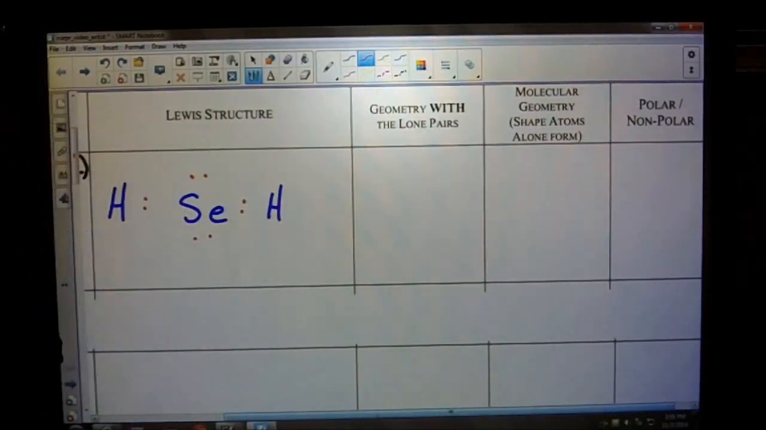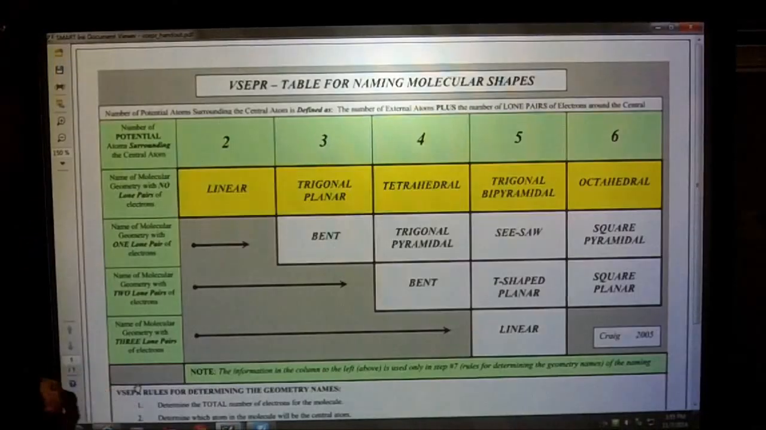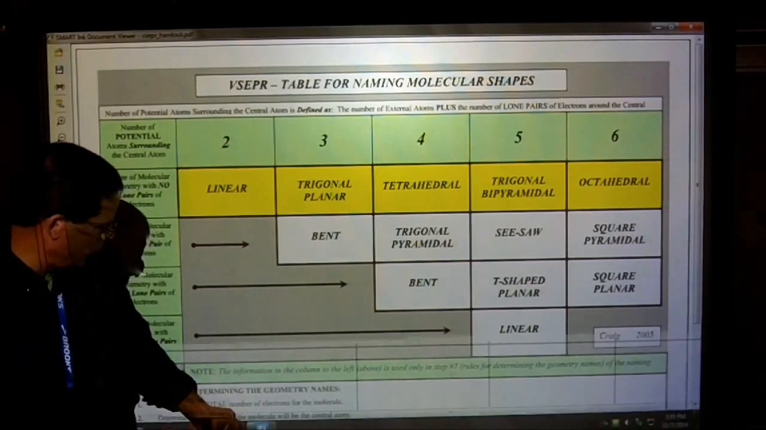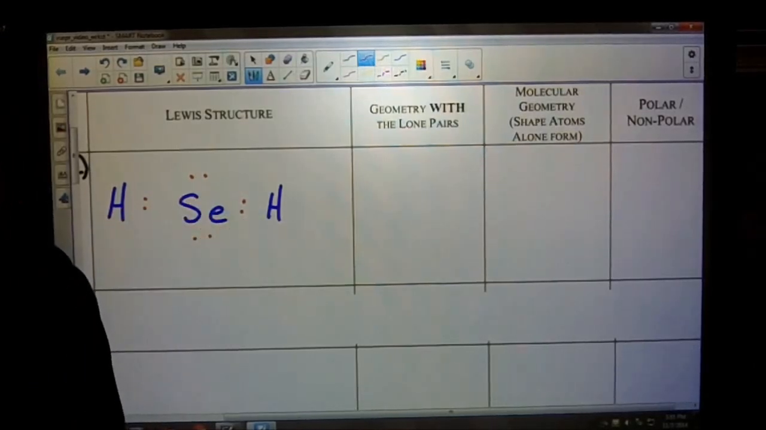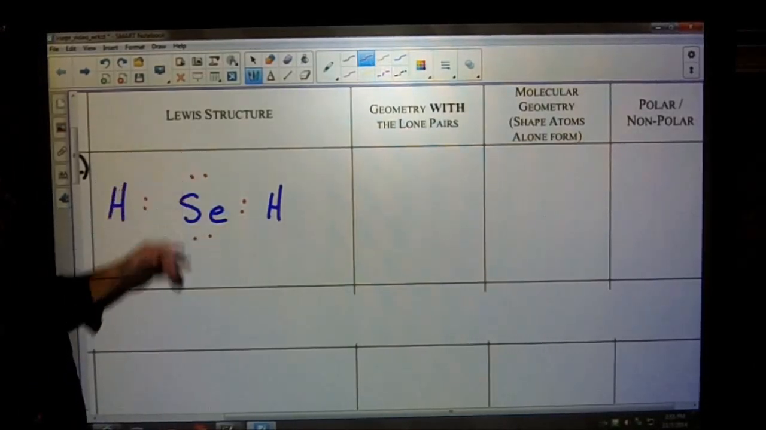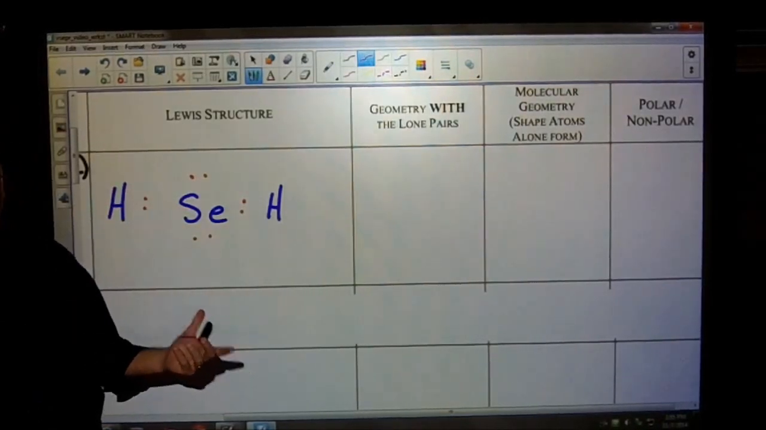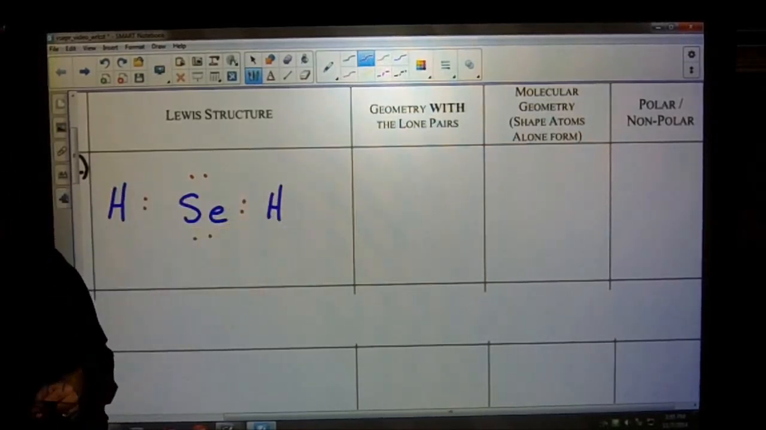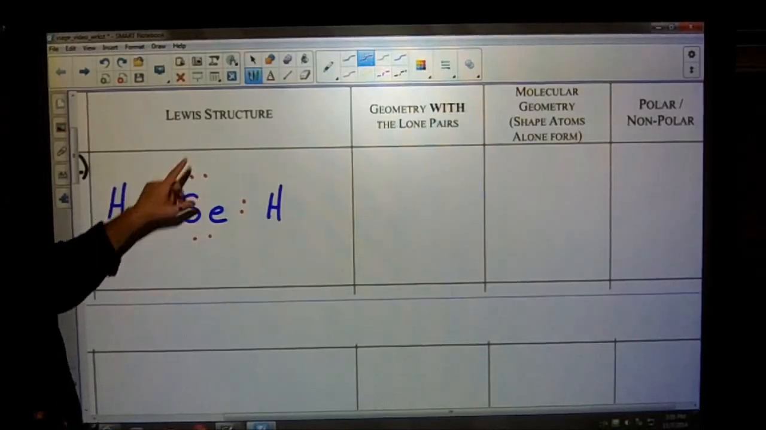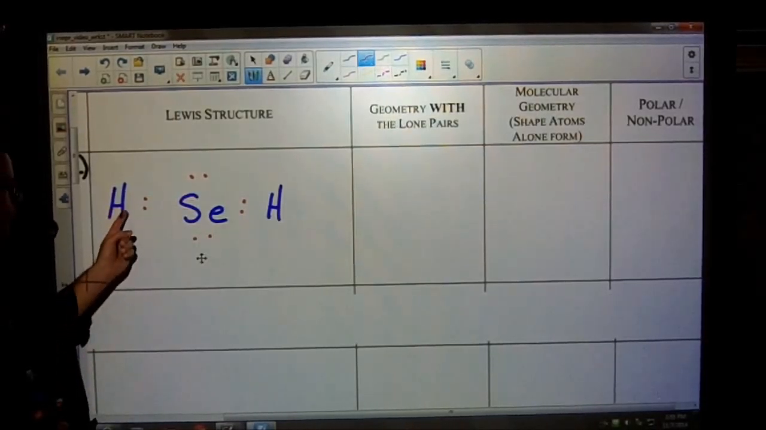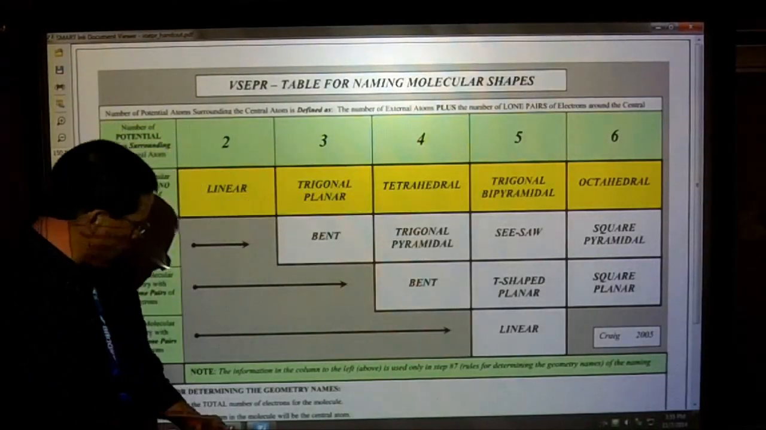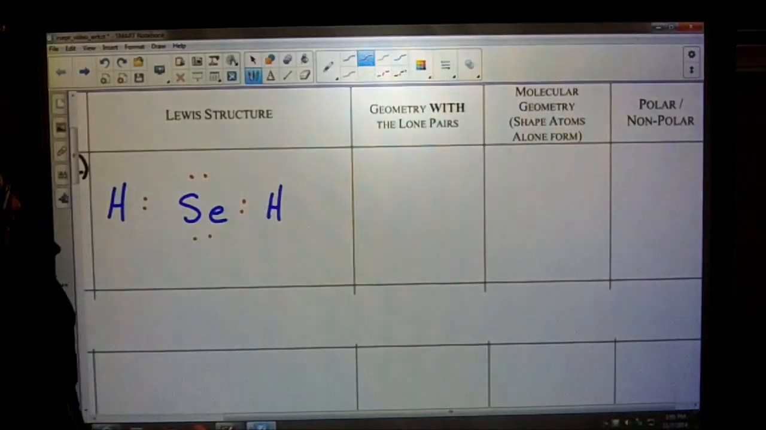So here's our shape. And again, going to the table, we have to ask ourselves, what is the potential for this compound? Potential is defined as the number of external atoms, so we have 2, plus the number of lone pairs that are on the central atom. The only lone pairs on this compound are on the central atom, but never consider any electrons on the outside or external atoms. So we have 2 lone pairs of electrons on the selenium, and so that means we have 2 plus 2, which is 4, so we will work out of column 4. So the name with the lone pairs is tetrahedral.